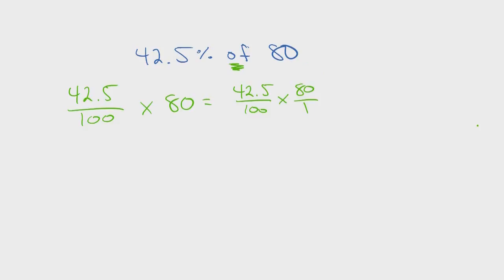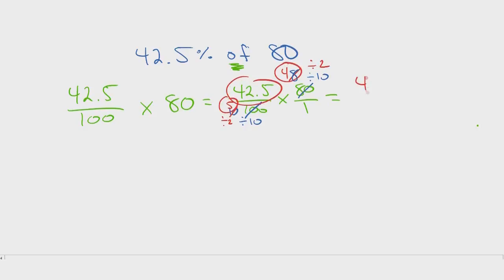Now, you got a couple options. You can cross cancel. You can just multiply straight across. I think I will cross cancel a little bit. And I will divide this 100 by 10 and this 80 by 10. And that'll give me 8. And that'll give me 10. And then I can also divide this 8 by 2, which makes 4. And divide this 10 by 2, which gives me 5. So I end up with 42.5 times 4 over 5.